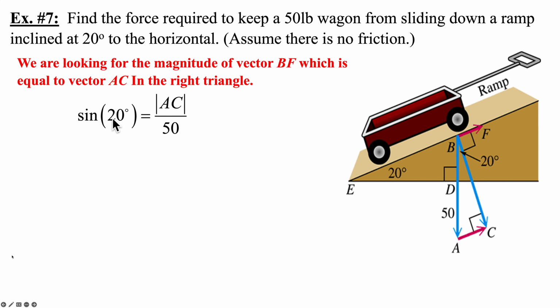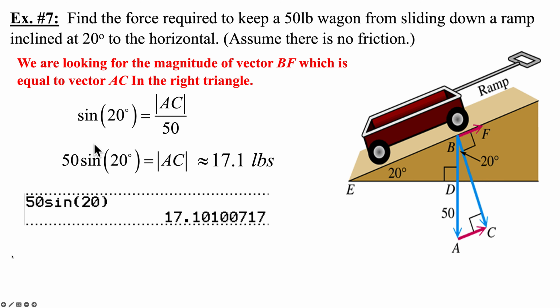So the sine of 20 degrees equals the magnitude of vector AC, which is equal to the magnitude of vector BF, over 50. Multiply the 50 over to the sine of 20 degrees. We go to the calculator. And so if the magnitude of vector AC is 17.1 pounds, so is the vector BF. That's the vector we need because they are equal to each other.